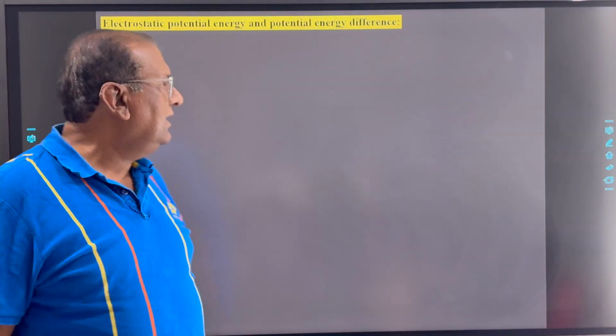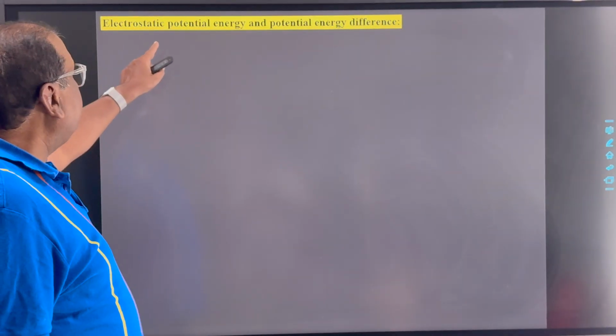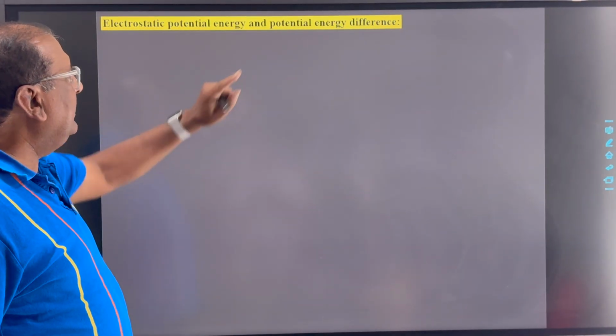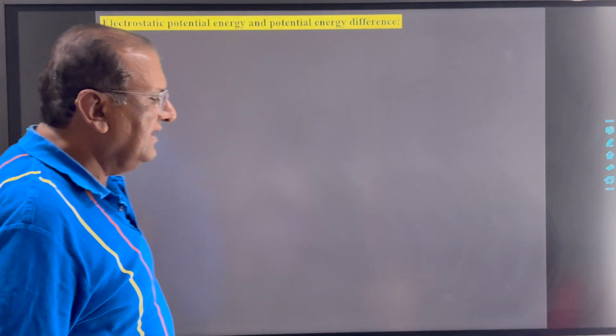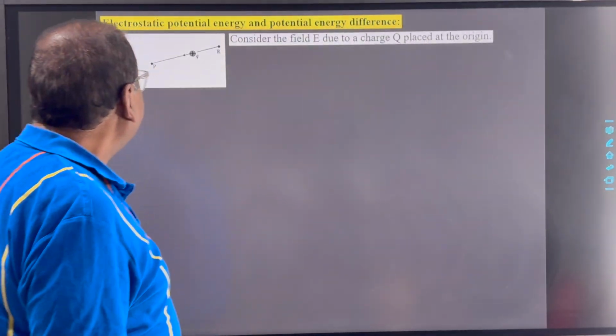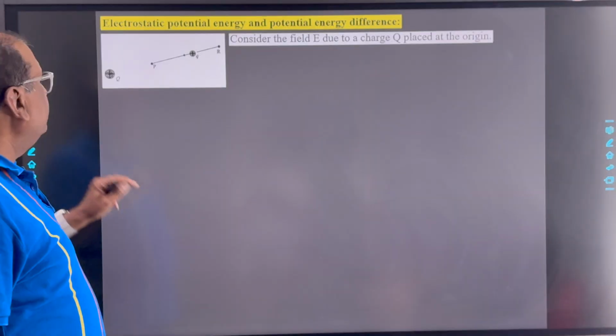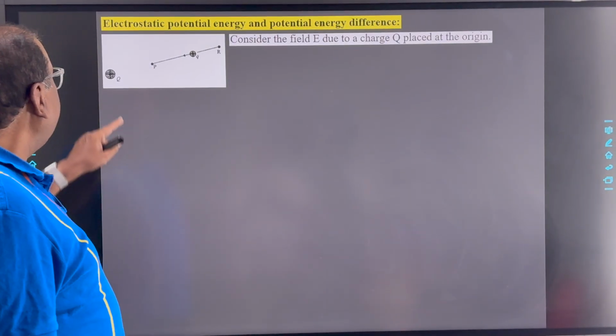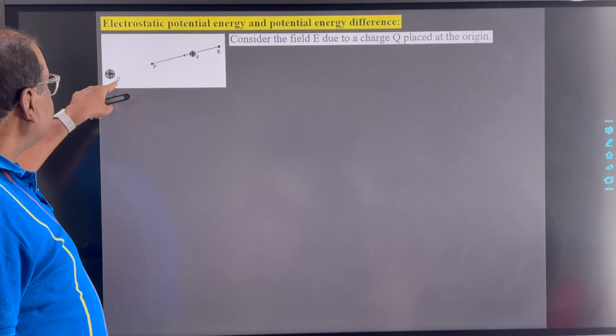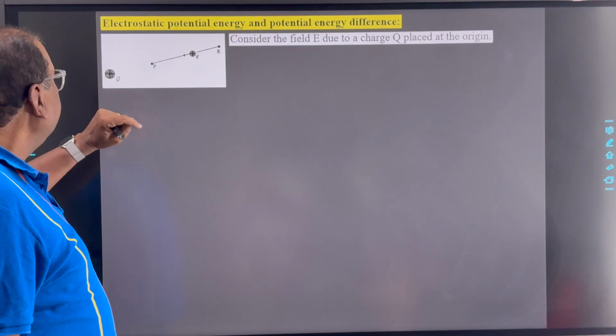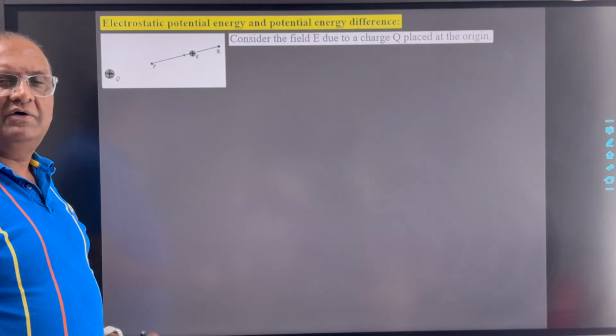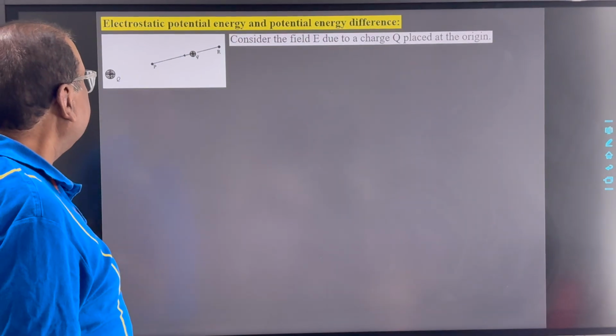Now next topic, electrostatic potential energy and potential energy difference. Now see here, suppose here we consider the electric field due to charge capital Q, which is placed at the origin of Cartesian coordinate system.